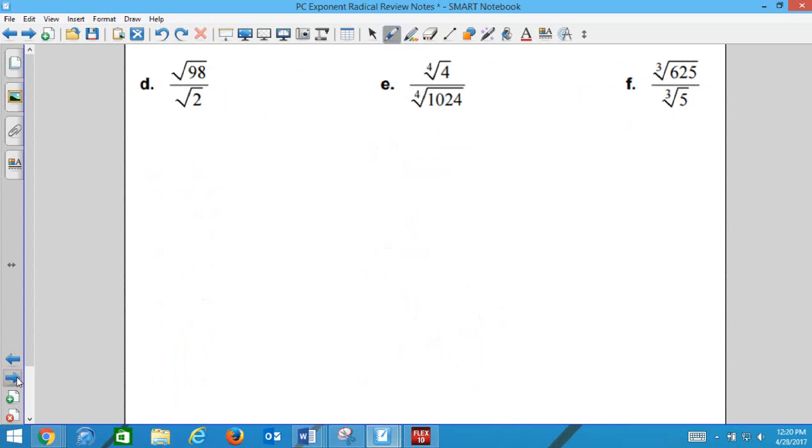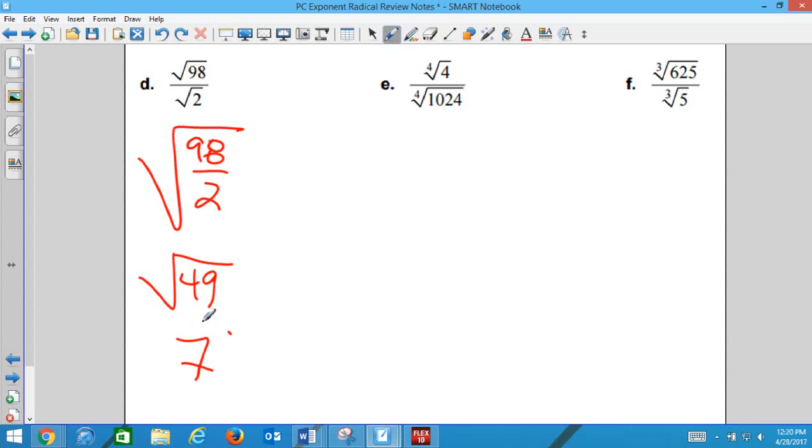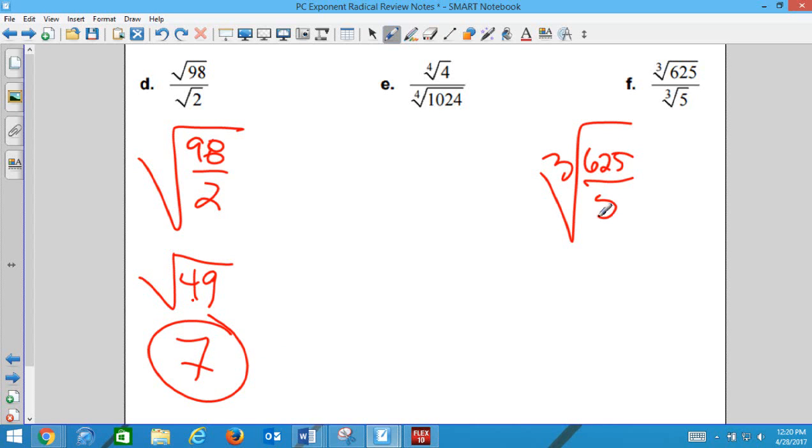Division is kind of the same way. They're the exact same root. Square root of 98 over 2. And the reason why I'd want to do that is because what's 98 divided by 2? So now I have the square root of 49, which is 7. So if they have the exact same root, third root of 625 over 5, which is the third root of 125.